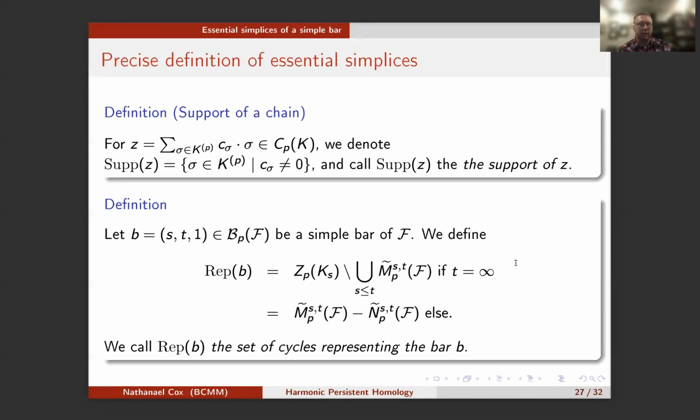So if you have a chain Z in the chain group, the set of simplices that appear with non-zero coefficients in the representation of Z is called the support of Z, and we'll denote it by sup of Z. And furthermore, if we have a bar B that is simple in the barcode of F, the representatives of B are denoted by rep of B and are equivalent to these spaces listed below. And this is the set of cycles that represent the bar B.